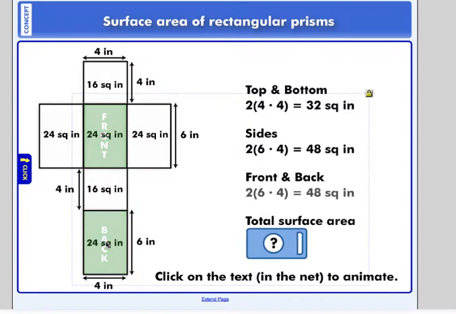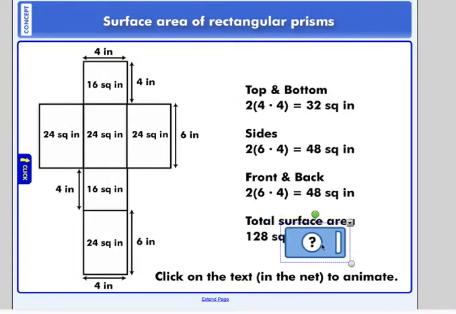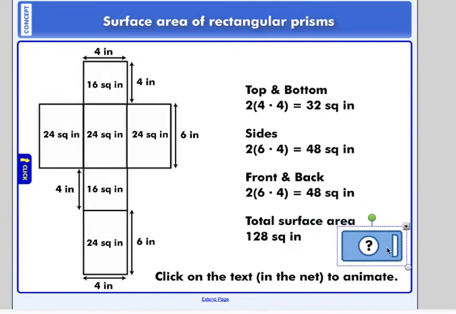So I've got 2 more at 4 times 6. So I get another 48 square inches. To get the surface area of the whole rectangular prism, I just have to add those together. 32 plus 48 plus 48. And it totals 128 square inches, or 128 inches squared.